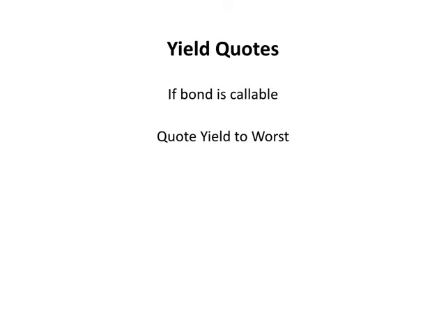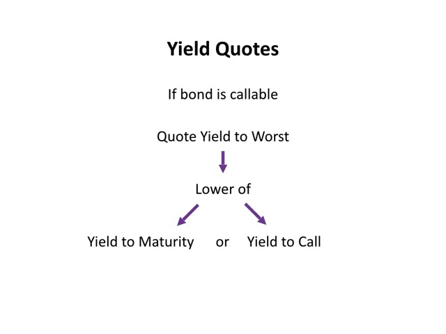The actual meaning of the phrase is to quote the lower of either yield to maturity or yield to call. So for callable bonds quoted on a yield basis, both yields need to be determined, and then whichever is the lower of the two will be the yield quoted and reported on trade confirmations. While that rule might seem arbitrary, there is a rationale for using that convention.